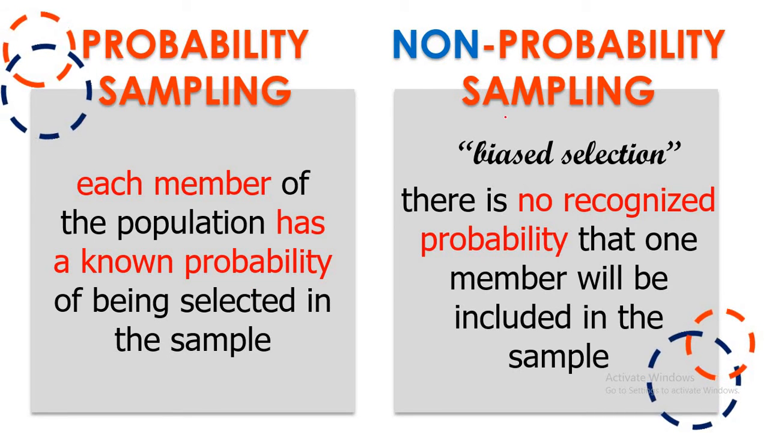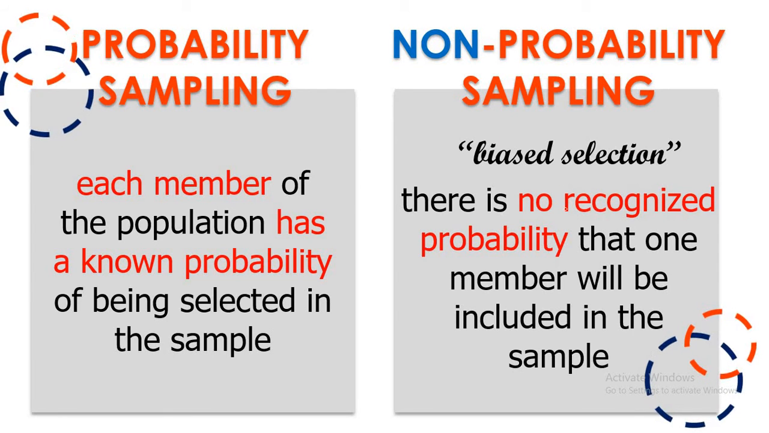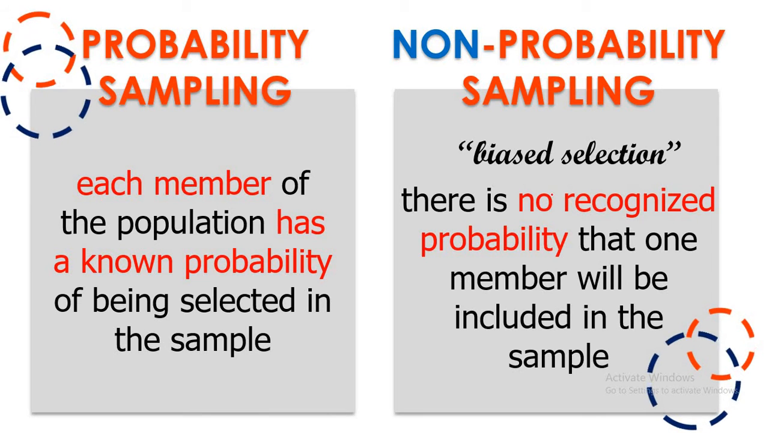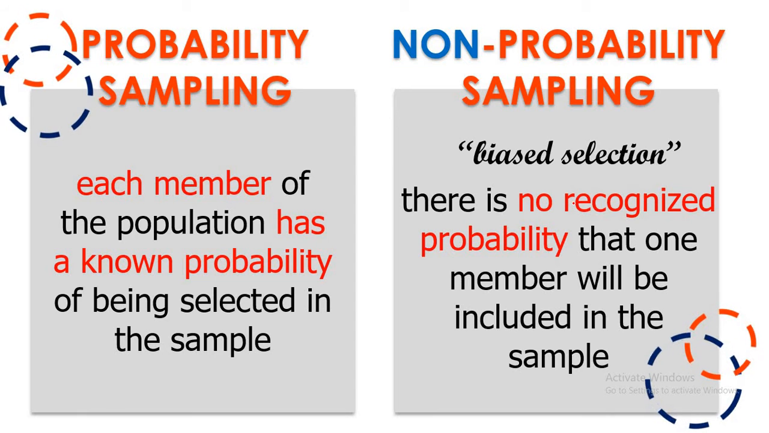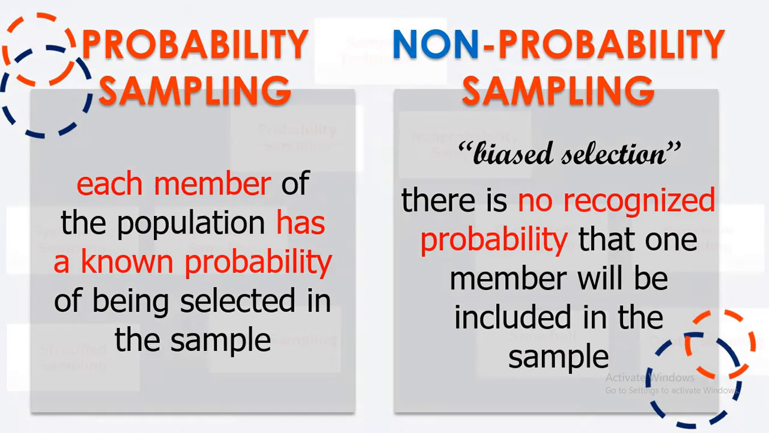For non-probability sampling, it's also called bias selection because there is no recognized probability that one member will be included in the sample. Most of the time, in non-probability sampling, bias is our selection type and it will be based on the preference of the researcher.